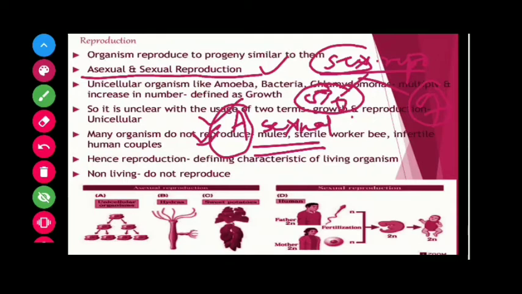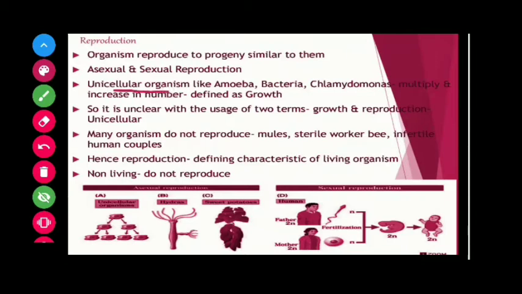Okay, these are some of the aspects through which the asexual mode of reproduction takes place. While in case of unicellular organisms such as amoeba, bacteria, chlamydomonas, the increase in number is defined as growth. So it is unclear with the use of the terms growth and reproduction. Growth और रिप्रोडक्शन दोनों कंफ्यूज हो जाते हैं, क्लियर नहीं होते हैं. क्यों? ग्रोथ में भी नंबर इंक्रीज की बात आती है, while in case of reproduction also number increase will take place.